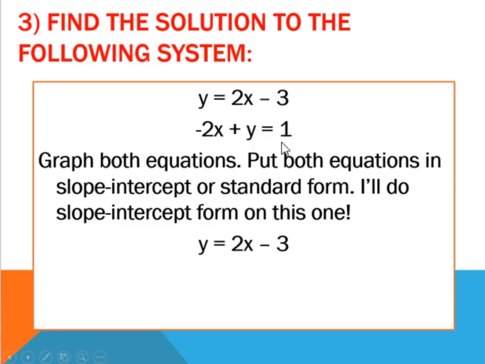Yung second equation naman, gagawin din natin sa slope-intercept form, yung -2x by addition property of equality, ililipat natin sa kanan ng equal sign. So, ang mangyayari sa equation 2 natin ay y is equal to 2x plus 1. Yung -2x, nilipat natin, kaya naging +2x. Ngayon, yung equation na natin na dalawang ito ay nasa slope-intercept form. Pwede na ngayon natin siyang i-graph.